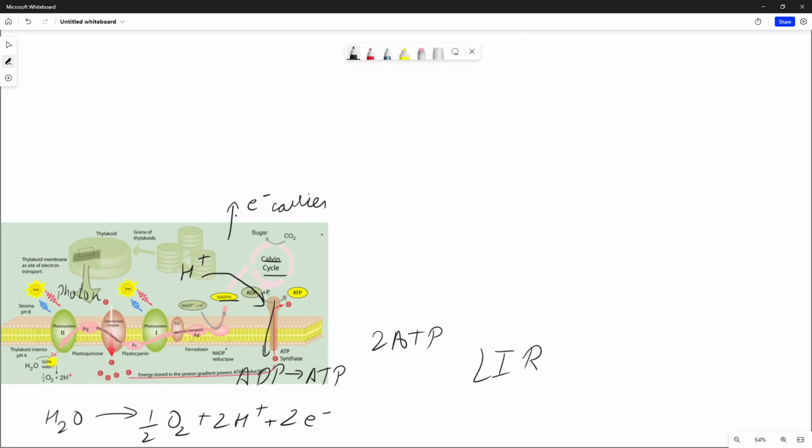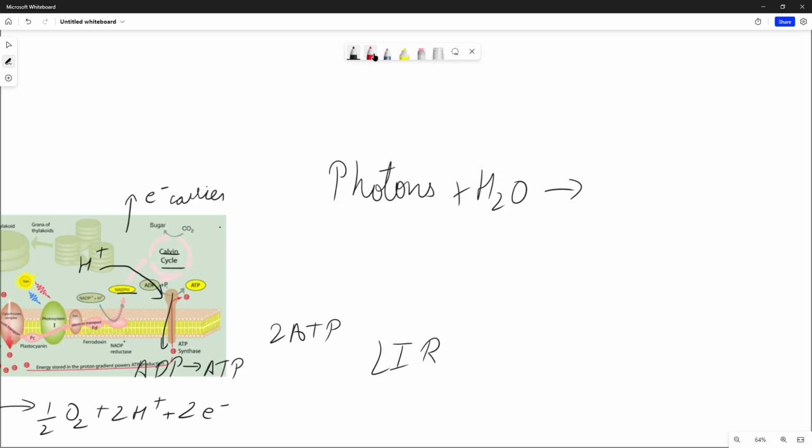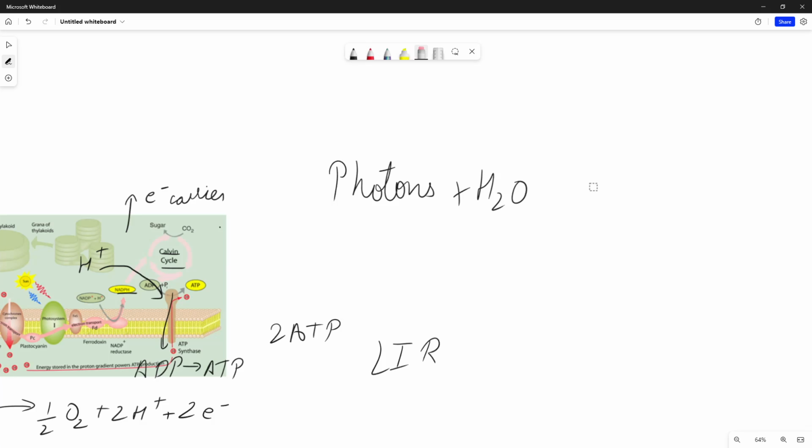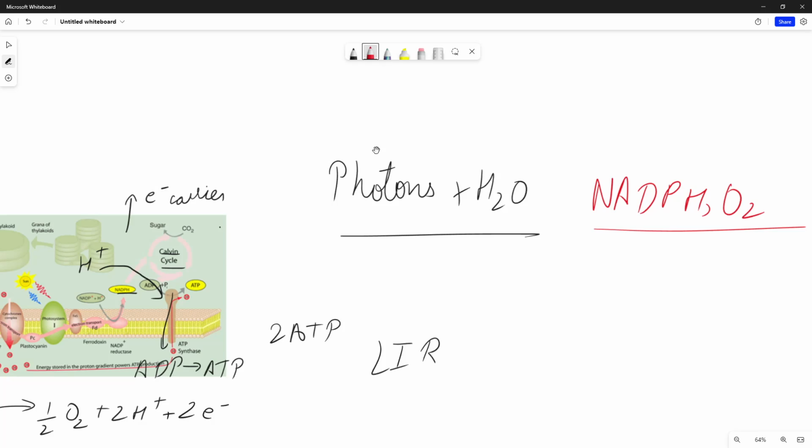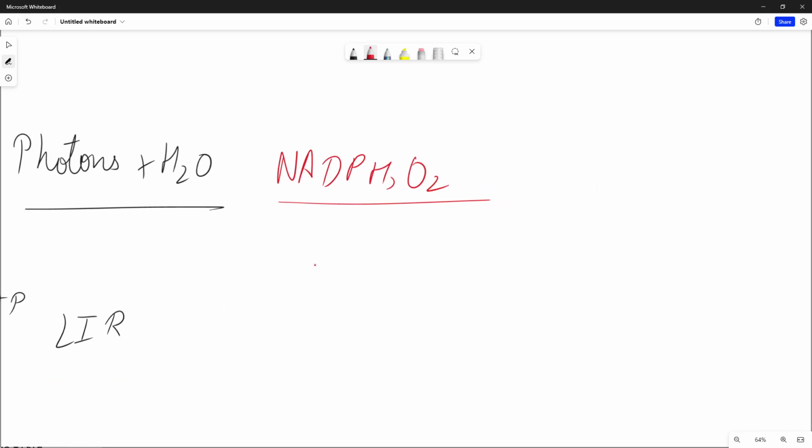And if we're talking about the light dependent reaction, the inputs and outputs are photons plus water as the inputs. It's not directly giving us anything, but it's an input. And what we have as an output is NADPH, which is an electron carrier, we have O2, which is oxygen, and we have some adenosine triphosphate.